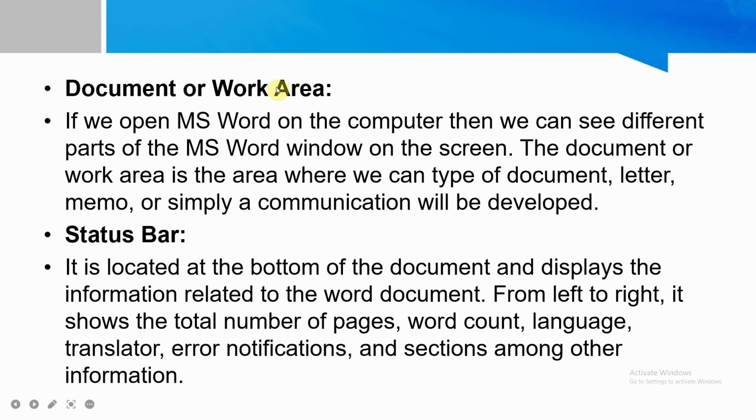Now for the document or work area, the white page, it is the area where you can type your document, letter, or memo, or where a communication will be developed. The status bar is located at the bottom of the document, and it displays the information related to the Word document going from left to right. It shows the total number of pages and the word count. Usually you can see the word count, for example, if you write 300 words, you will see how many you have written.